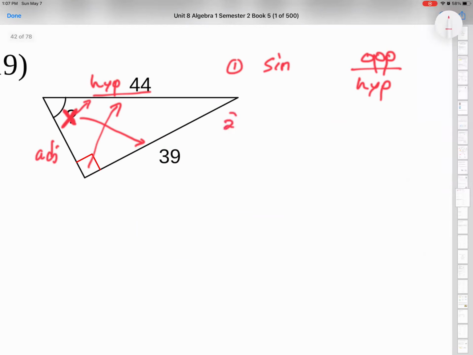Now, step two kicks in. We have to create our equation. And for our equation, we have the sine of X. Again, we don't know what X is. We're trying to figure that out. Equals our 39, because that's what's opposite of it, over the hypotenuse 44.